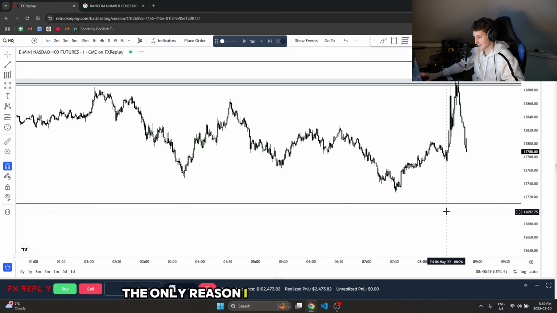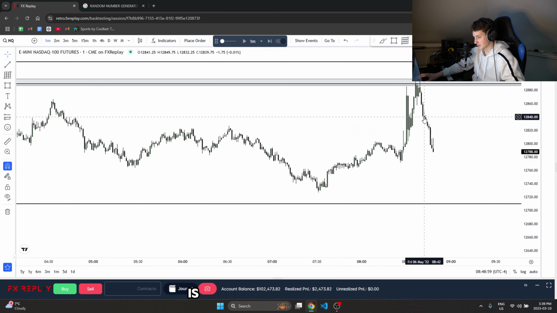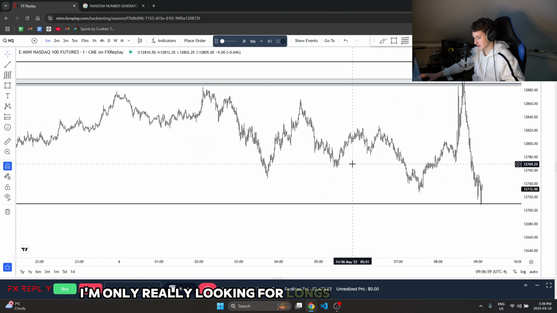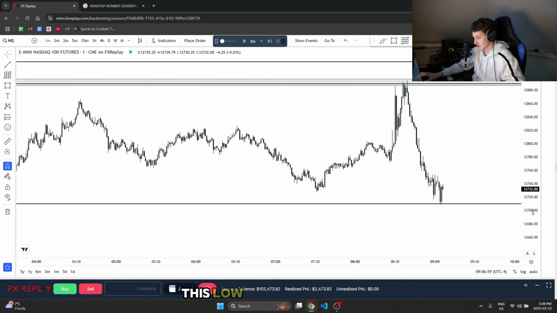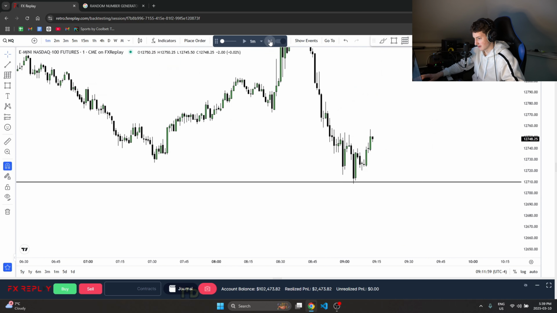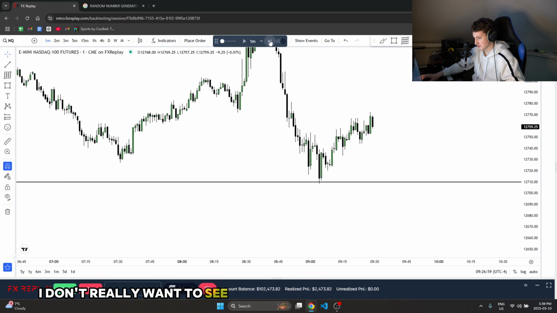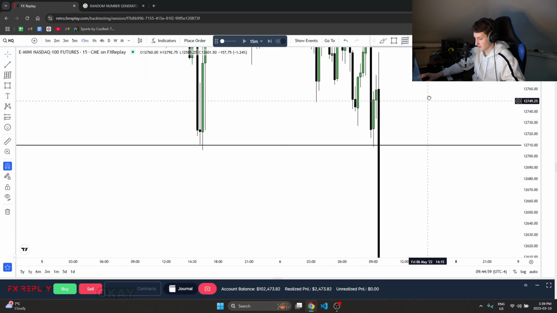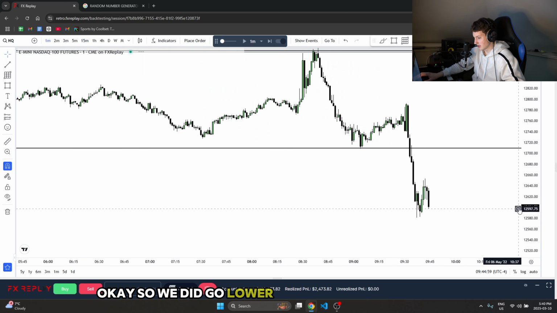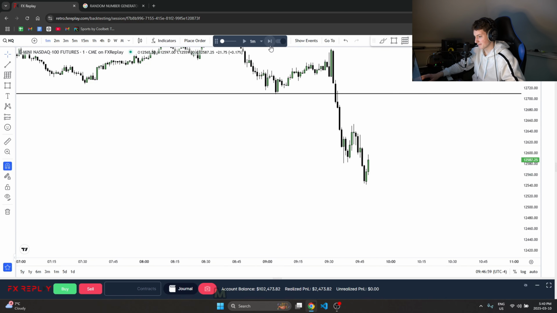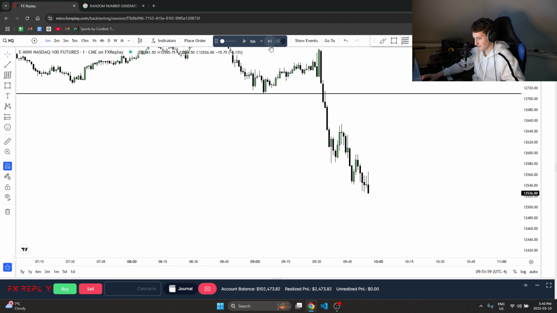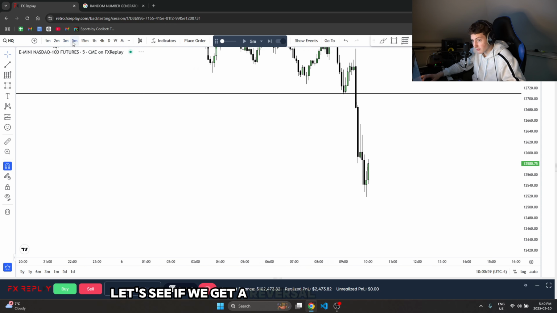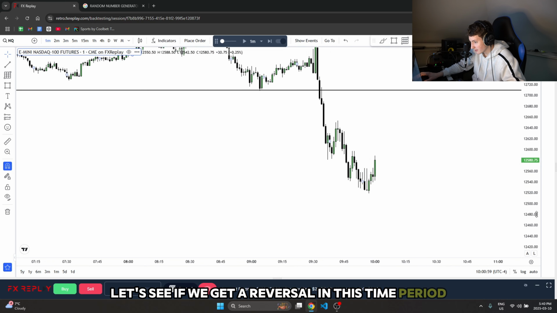The only reason I didn't want to short this is because I'm not bearish. I'm only really looking for longs. What happens there? This low gets tagged again. I'd want to see us go lower. I don't really want to see us reverse from there. Looks like we are. Okay, so we did go lower. 9:40, so it's about to be 10 a.m. Prime time for reversals. Let's see if we get a reversal in this time period.